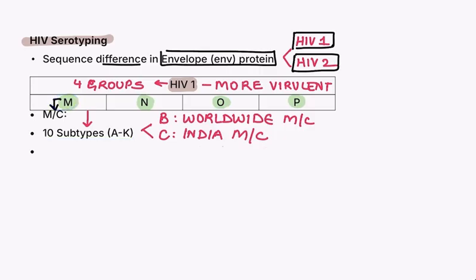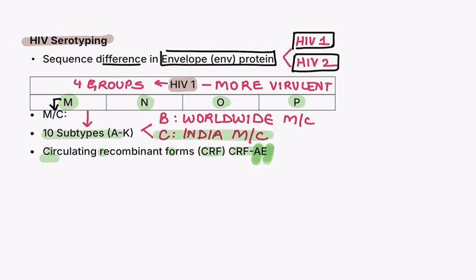and now you know this HIV has started making recombinant forms. Like if it's A, B, C, D, E all the way up till K, now HIV has started making something called circulating recombinant forms or CRF, where two subtypes are coming together, like A and E are present together, so that's a recombinant form. But out of these, what is most commonly seen in India is the subtype C. Most common in India is subtype C, and most common in the world is subtype B.